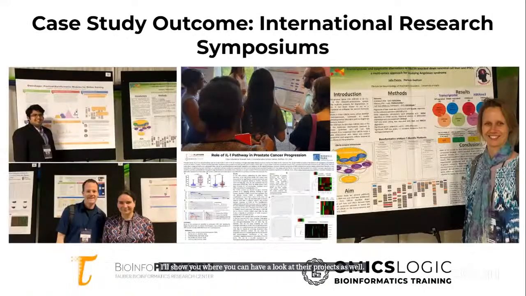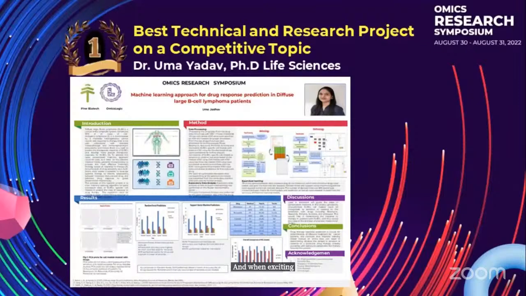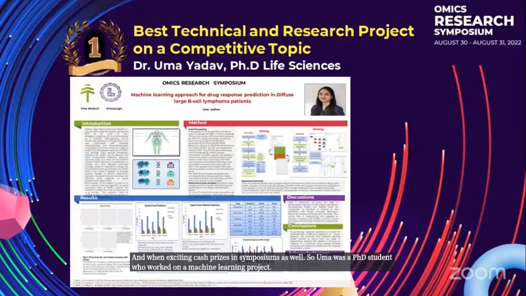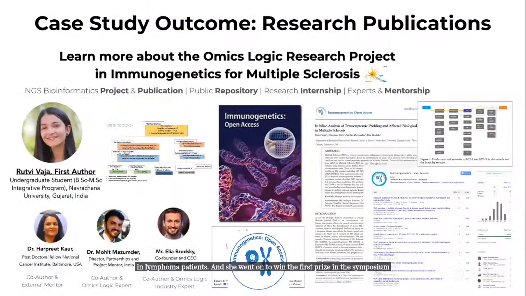And students have also joined to participate in poster presentation competitions and win exciting cash prizes in symposiums as well. So Uma was a PhD student who worked on a machine learning project for drug response prediction in lymphoma patients. And she went on to win the first prize in the symposium that we conducted.